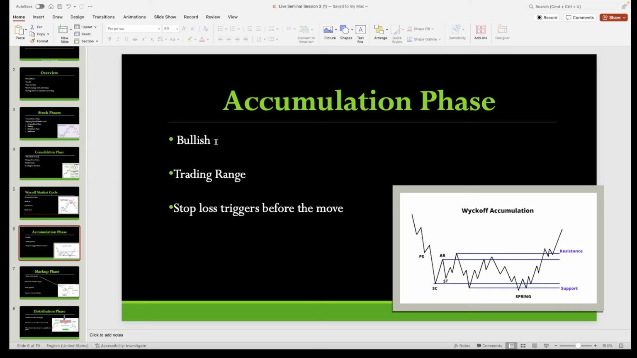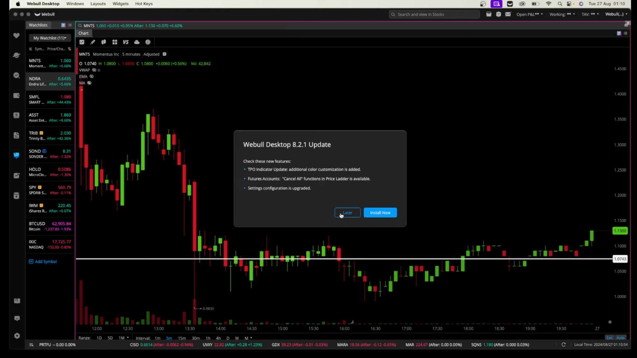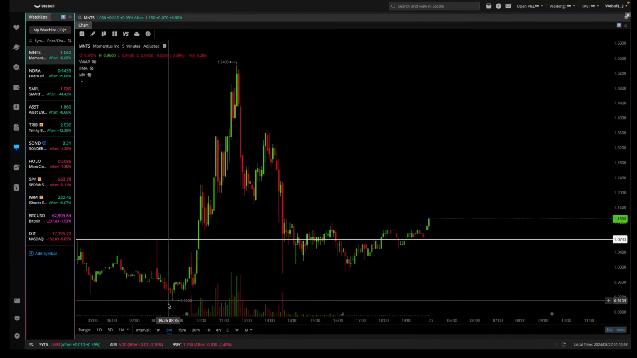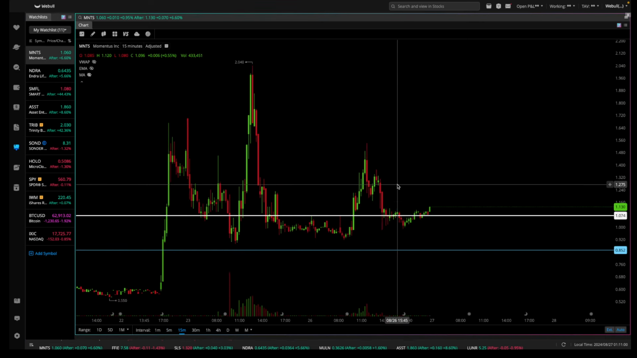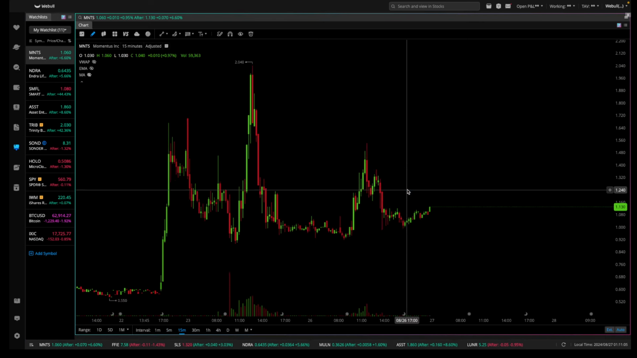Now, let's look at the accumulation phase, right? With the accumulation phase, what does he say all the time? Bullish trading range, stop loss triggers before the move. So let's do some practice. We're going to start with the accumulation phase here, and let's just look for potential examples where the stock has hit the stop loss range. If we don't find them, it's all good.